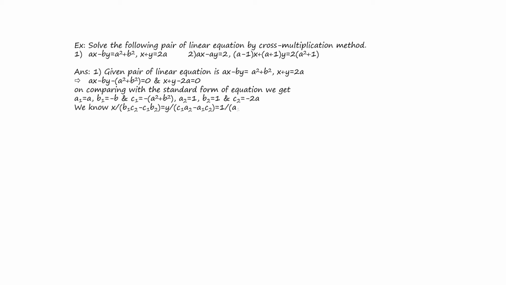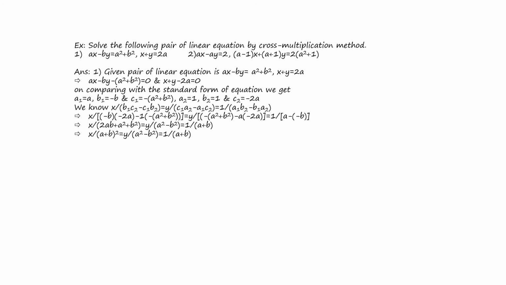Now the cross multiplication method says x by b1c2 minus c1b2 equals y by c1a2 minus a1c2 equals 1 by a1b2 minus b1a2. So substituting the values, we get x by (2ab plus a square plus b square) equals y by (a square minus b square) equals 1 by (a plus b), or x by (a plus b) whole square equals y by (a square minus b square) equals 1 by (a plus b). So x equals (a plus b) whole square by (a plus b), and y equals (a square minus b square) by (a plus b).